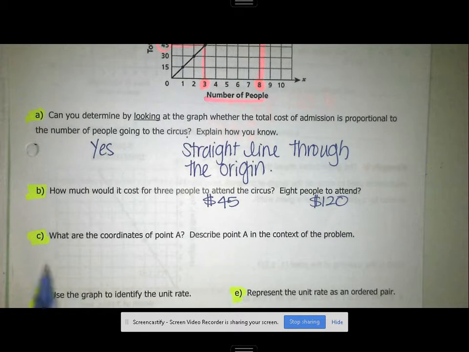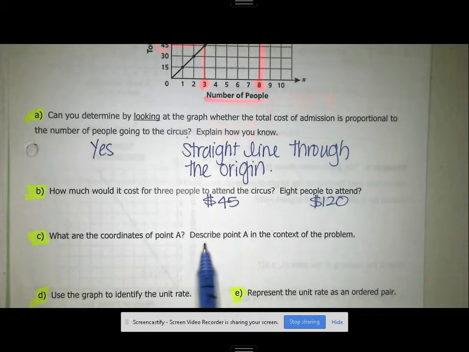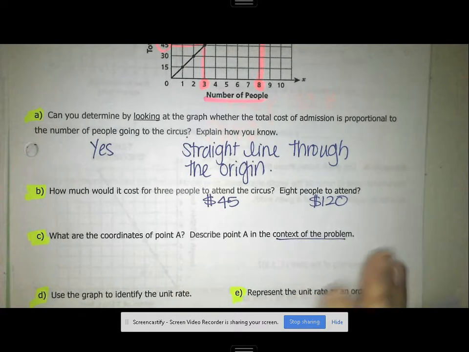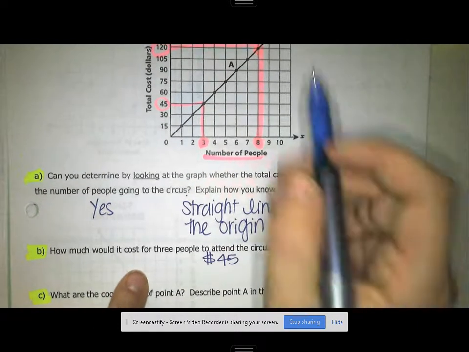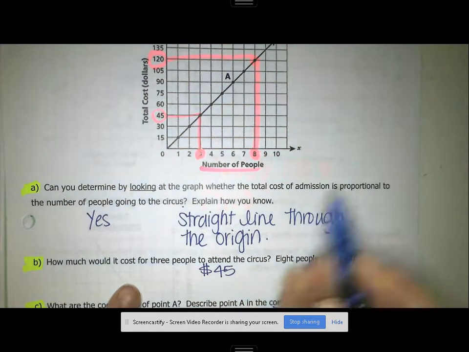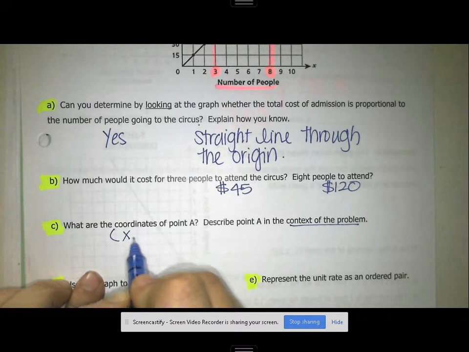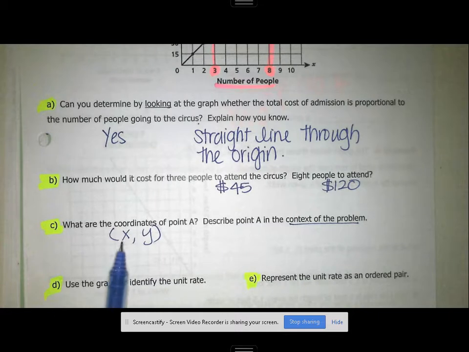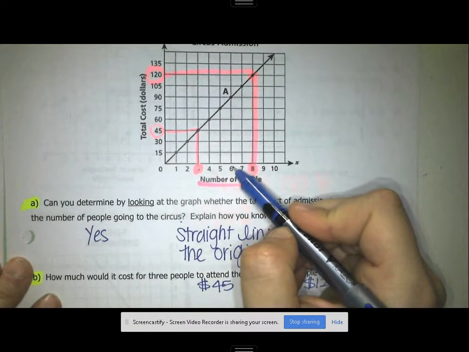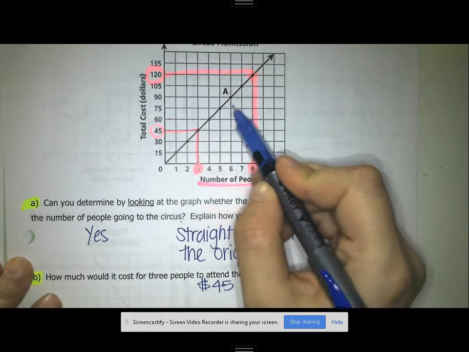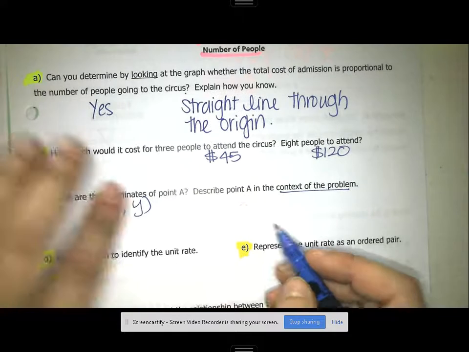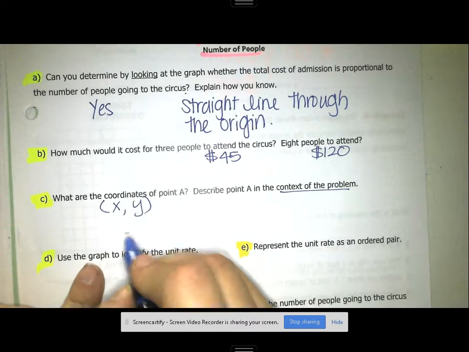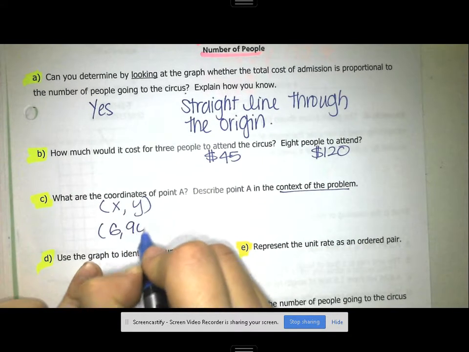All right, what are the coordinates of point A? Describe point A in the context of the problem. Okay, point A. Remember, when you list coordinates, you list x, then y, because the last 3 letters of the alphabet are X, Y, Z. So here's my X. My X is 6, and my Y is 90. So the coordinates of point A are (6, 90).